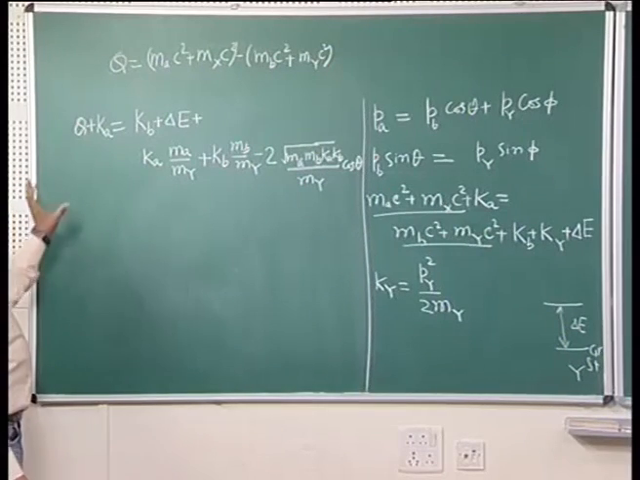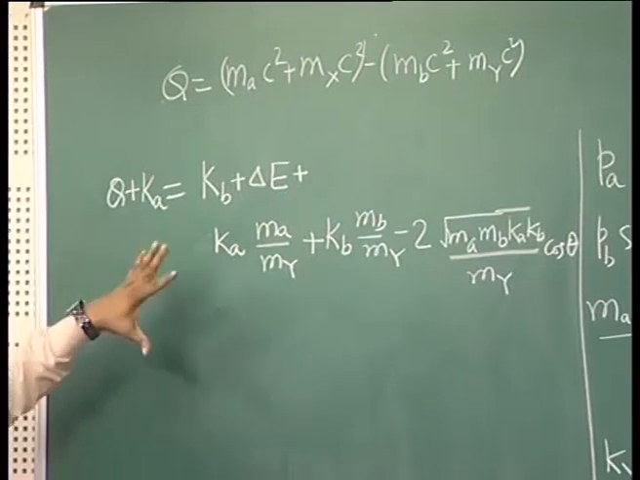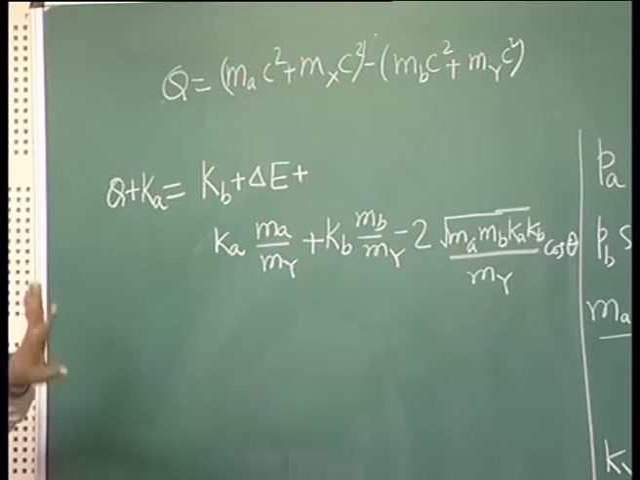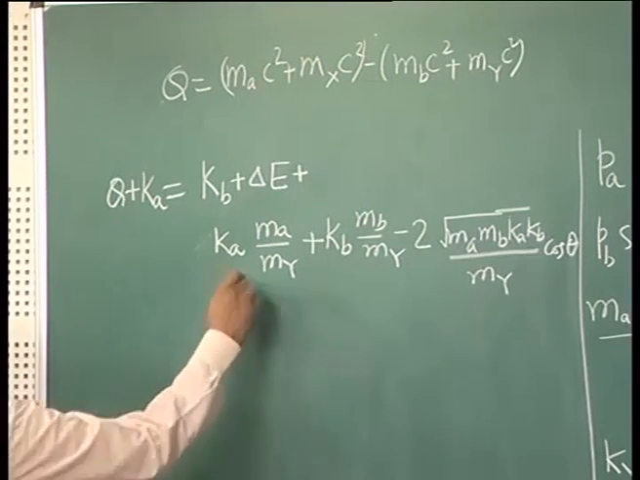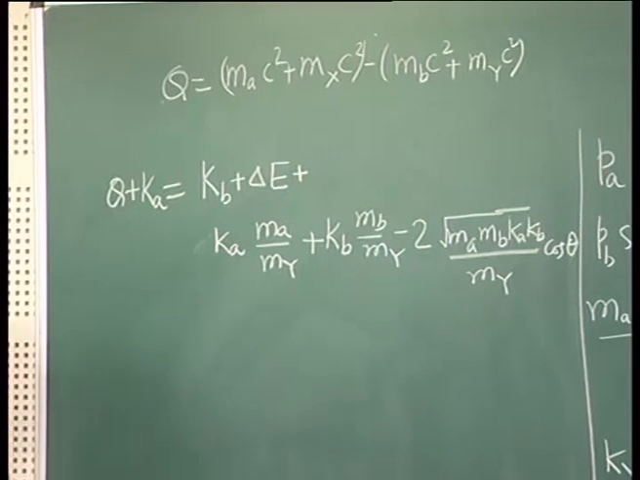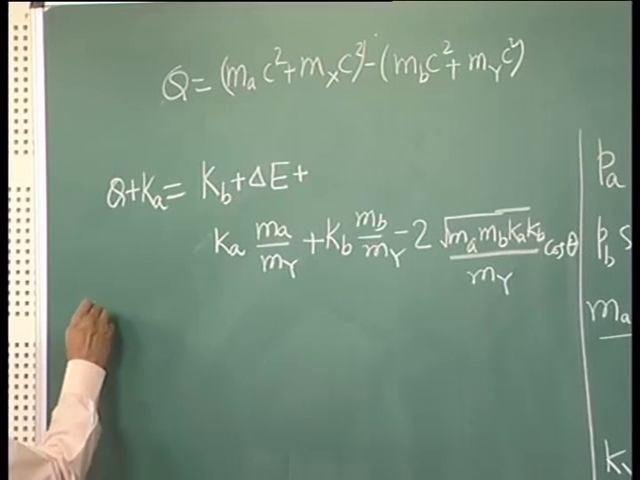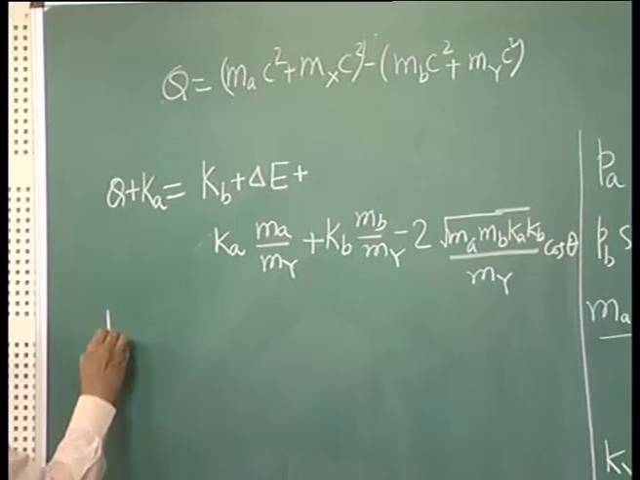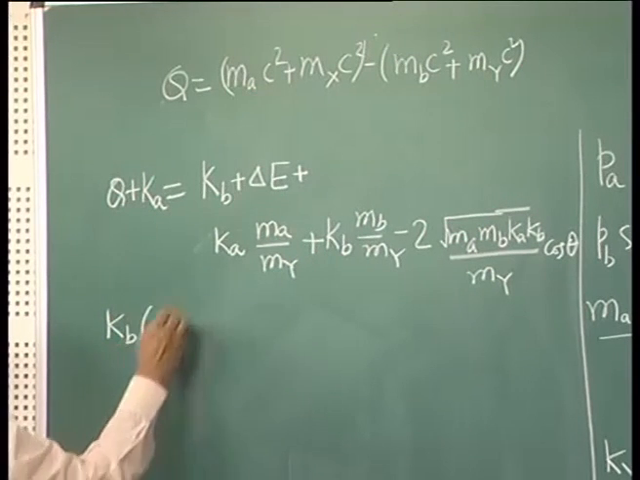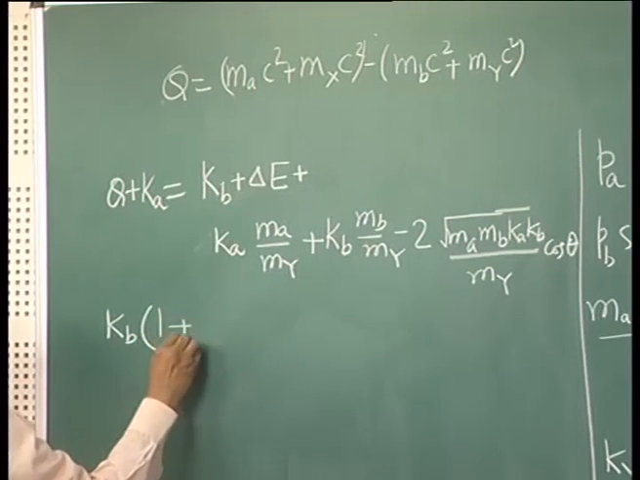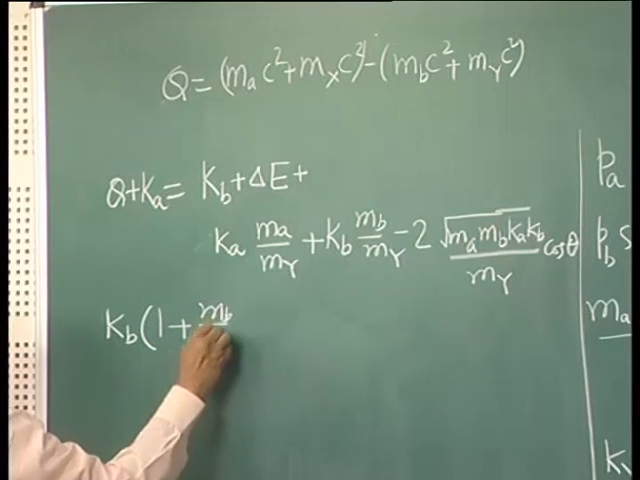So, you can collect all those K A terms together, K B terms together, you can take everything on one side if you so wish. So let us take everything to the right hand side. So, you have K B here, K B, and then you have 1 plus m B by m y.